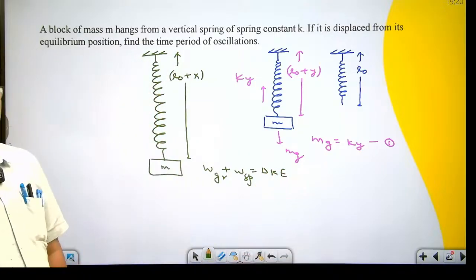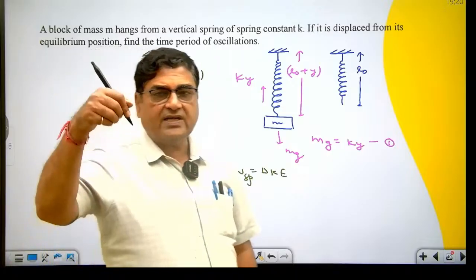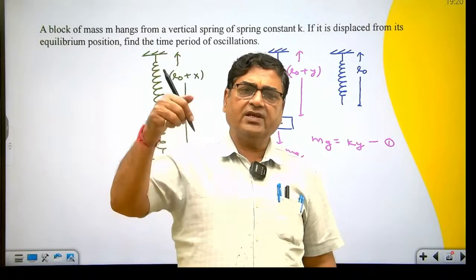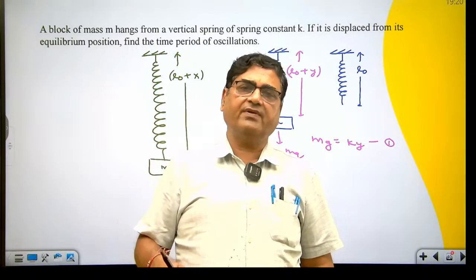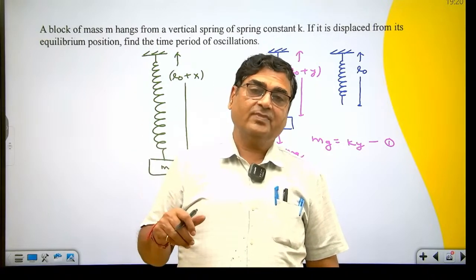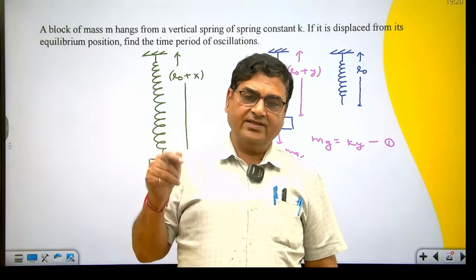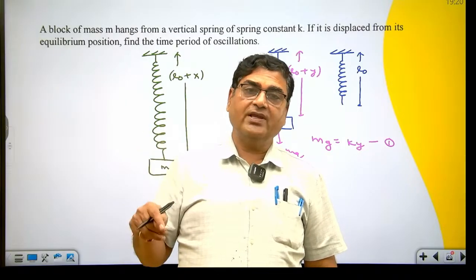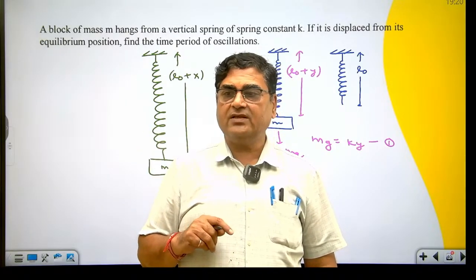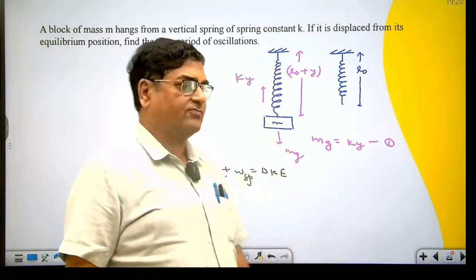Dear student, what is the work done by gravity? The force of gravity is acting downward. The elongation in the spring is x, so the work done by gravity is mgx. This is positive, okay? And since the spring force is acting upward and the elongation is downward, the elongation and spring force are in opposite directions. The force is variable, so the work done by the spring is minus half kx square, okay?